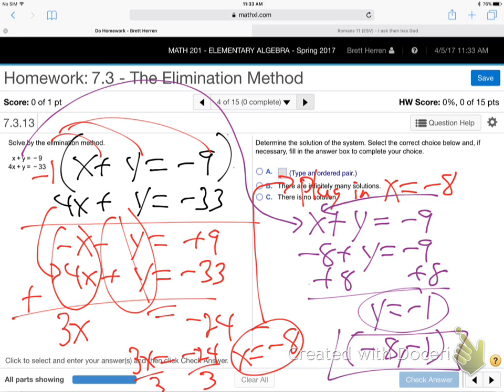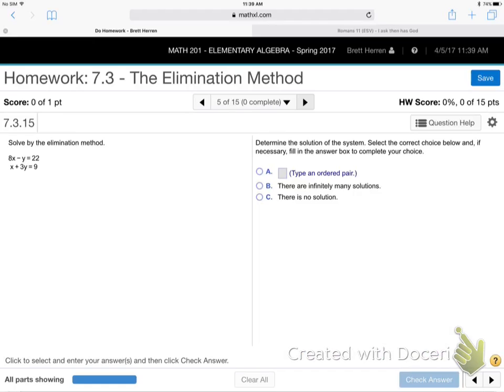No other questions? By habit, you just use the first one. Exactly. It's just simply by habit, but not required. That's right. All right. So, all right. So there we go. 8x minus y is 22. x plus 3y is 9.